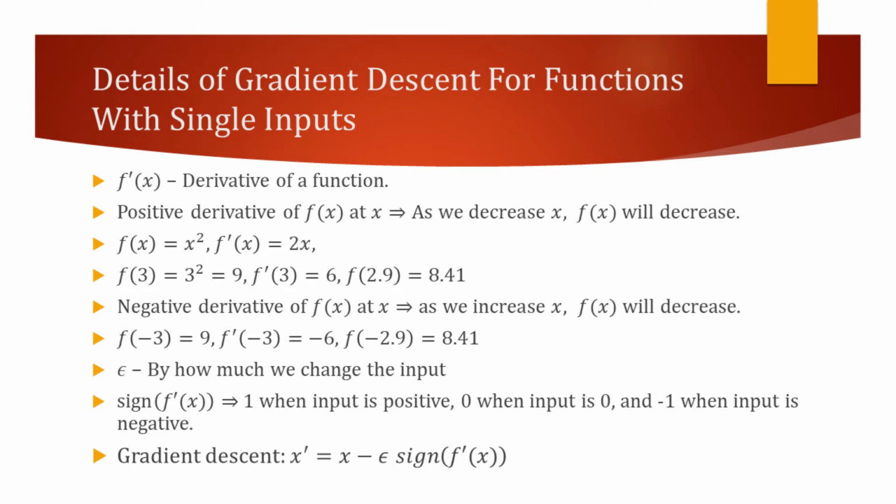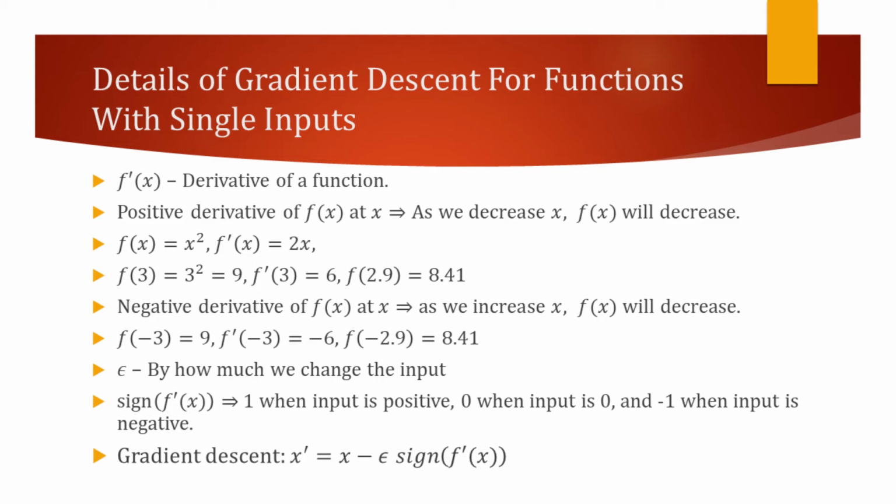When the derivative of a function at some point x is negative, as we increase its input, the value of that function decreases. For example, the value of our function at point -3 is 9. The derivative at that point is -6. And we can see that if we increase the input to this function, the value of the function decreases.